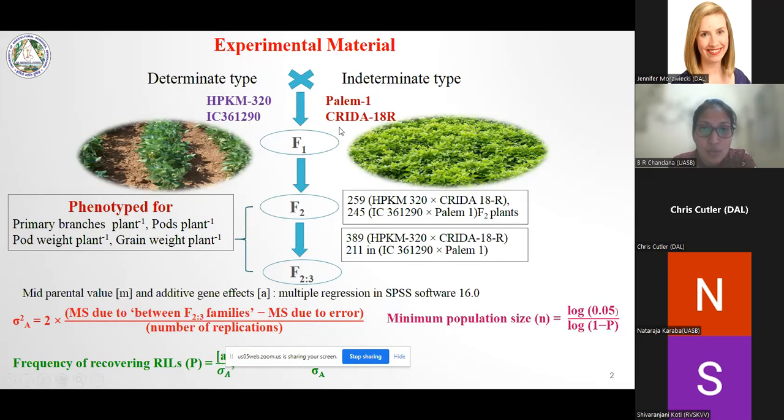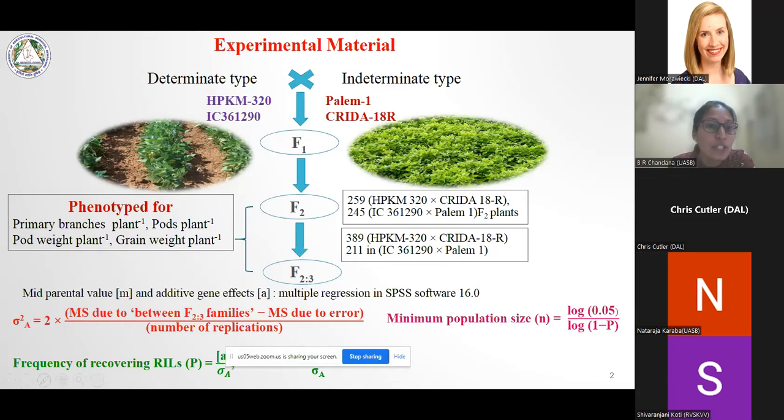And the F1s were selfed to obtain F2s, and the F2s were further selfed to obtain F2 derived F3 population. And these F2s and F2 derived F3 populations were phenotyped for traits like primary branches per plant, pods per plant, pod weight per plant, and grain weight per plant. So for the prediction of probability of transgressive RILs, we need the estimates of mid-parental value and additive gene effects, which were estimated using multiple regression method using SPSS software.